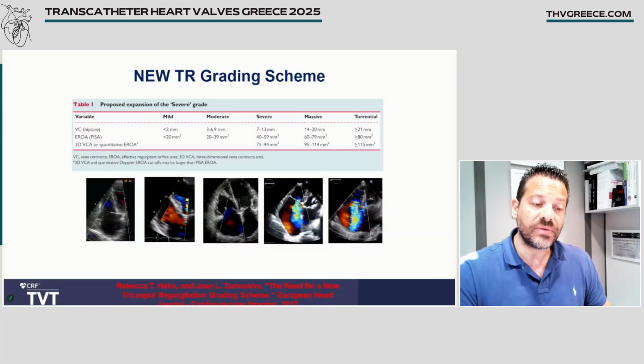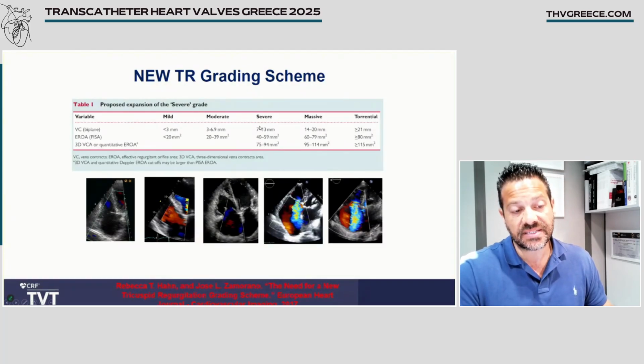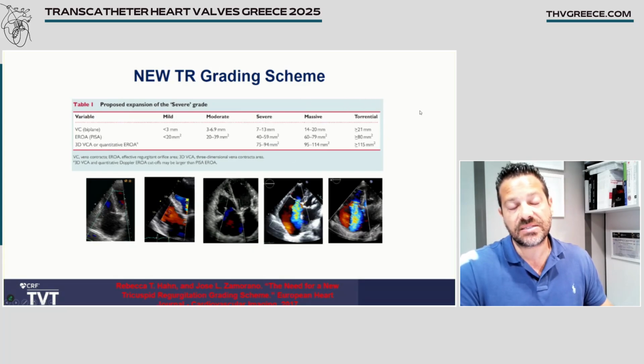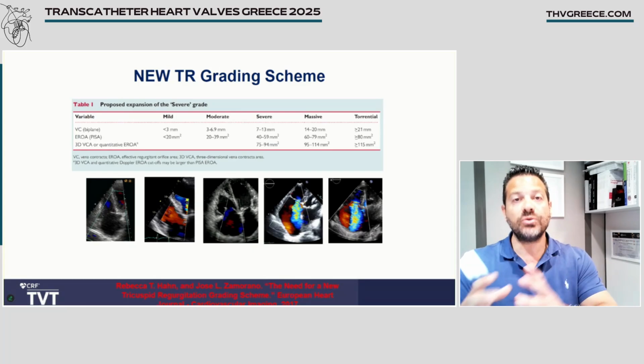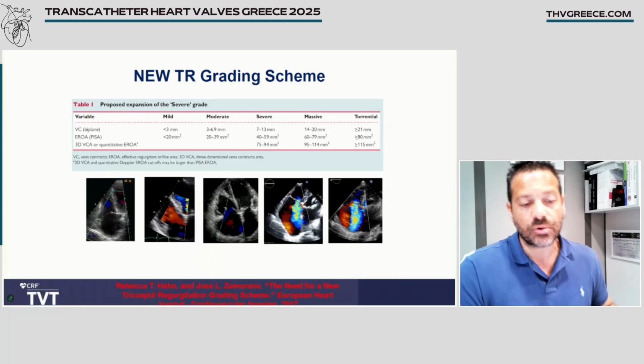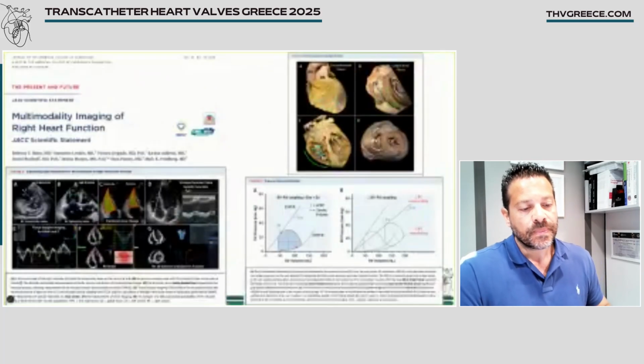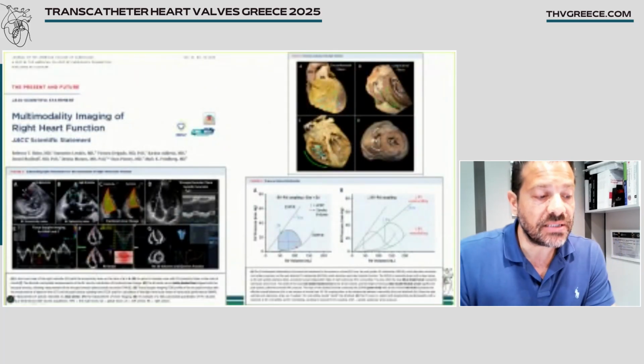And of course, we know that severe is not enough as a term for this big valve. We have to also use massive and torrential with the PISA method and vena contracta area, because we have found with transcatheter treatment that if we reduce torrential TR to just severe, then these patients also have clinical improvement. And that's why we have included this new classification into our clinical practice, but it's not yet in the guidelines. RV function is also very important.